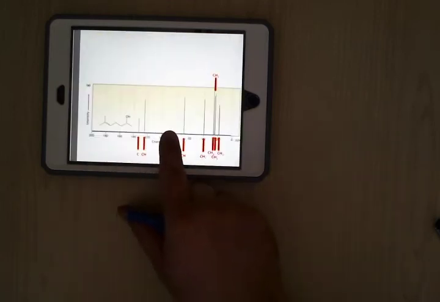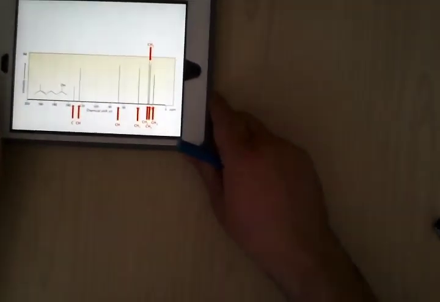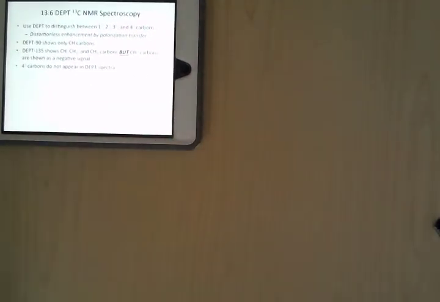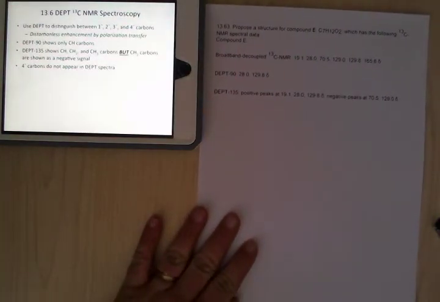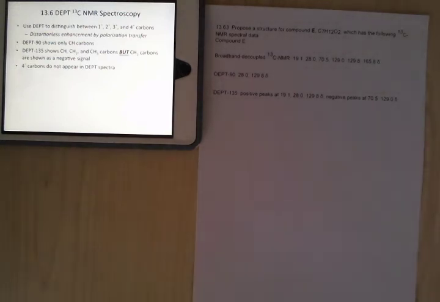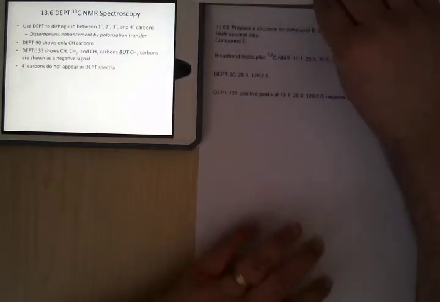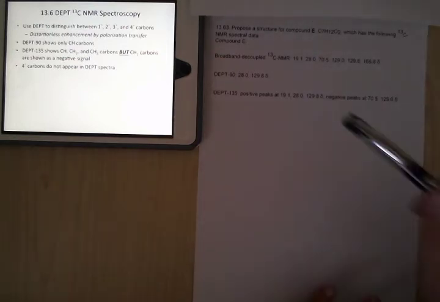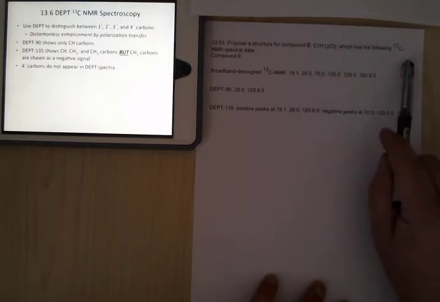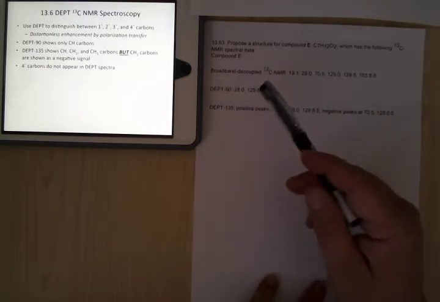So we're gonna do a homework problem. Okay, so here's the problem, 13.63. We have a structure, compound E. We're going to need a chemical shift table, so we'll bring that up when we need it. Here's the compound, C7H12O2. You have the C13 data, and that's all we've got.